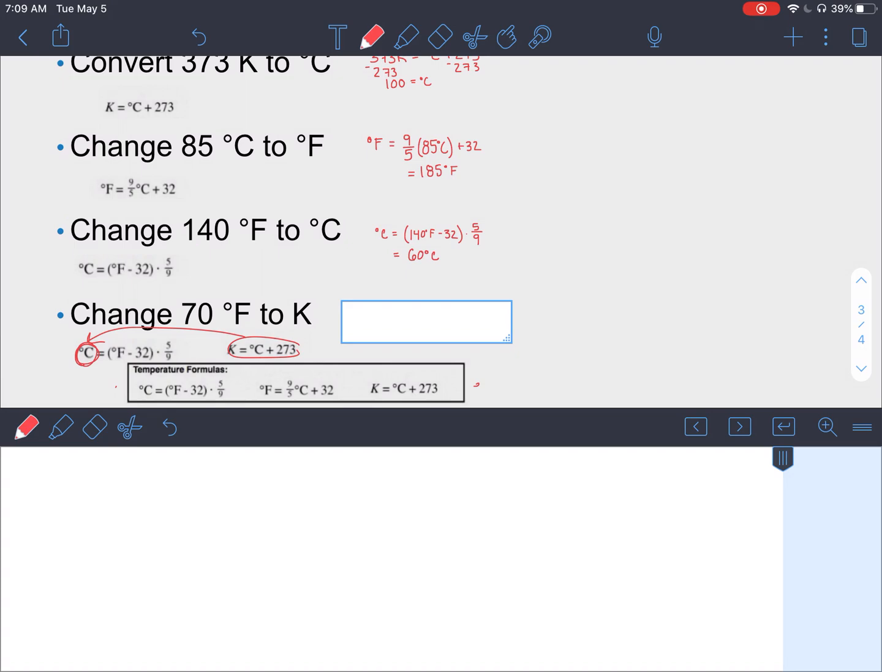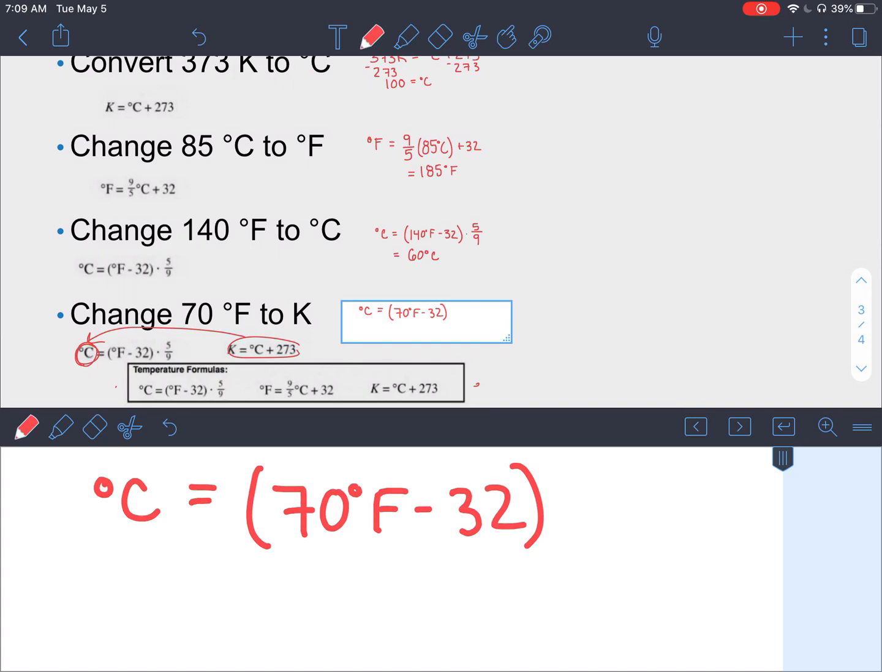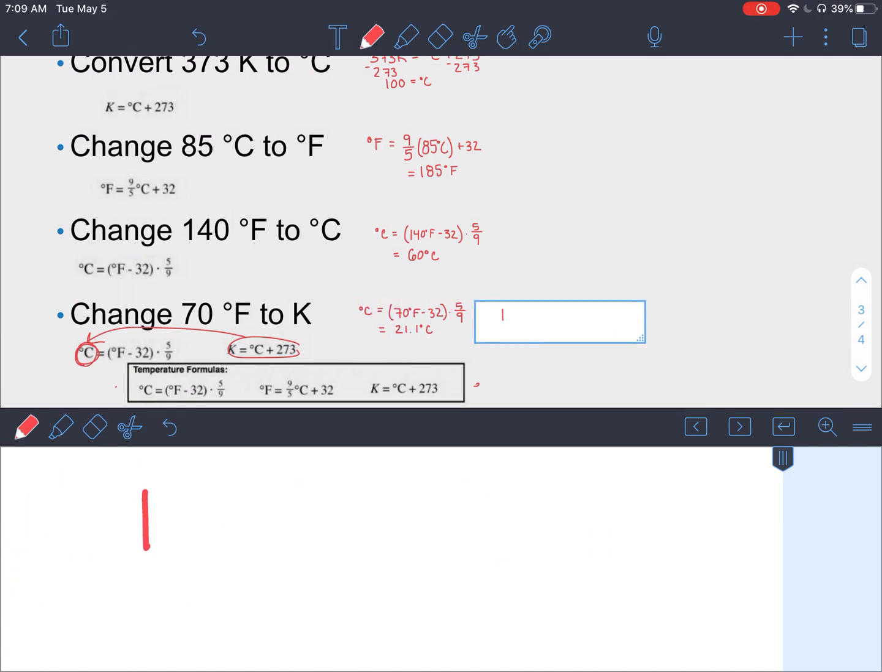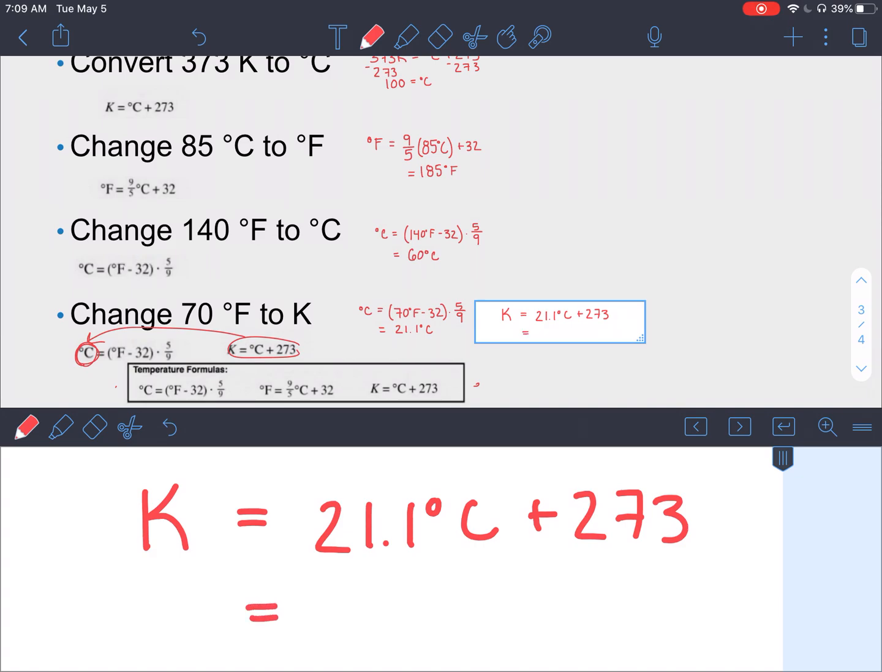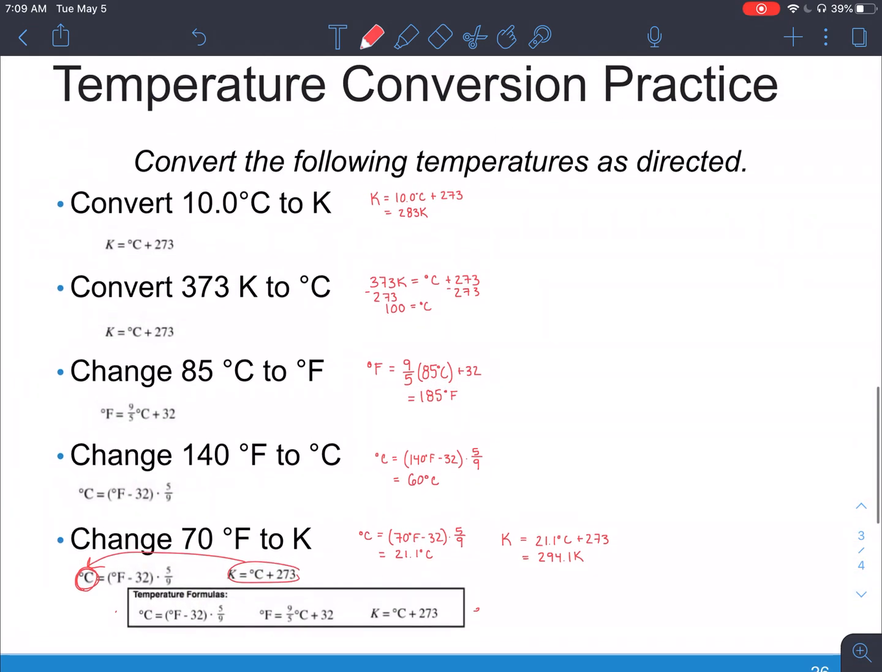All right, so from Fahrenheit into Celsius, Celsius is equal to 70 degrees Fahrenheit minus 32. Times that by 5/9. And you would get 21.1 degrees Celsius. All right, now that we have Celsius, we can convert to Kelvin. 21.1 degrees Celsius plus 273, and that gives us 294.1 Kelvin.